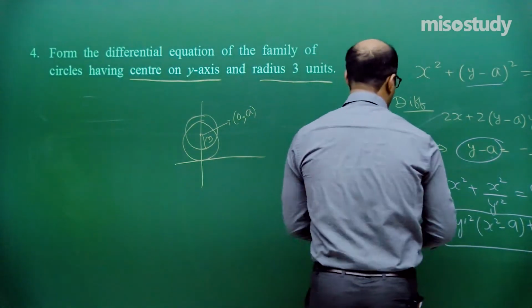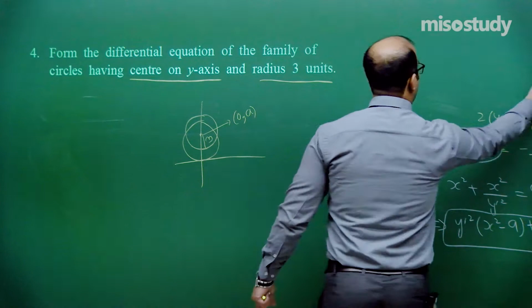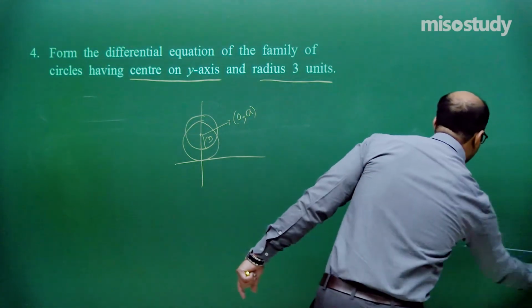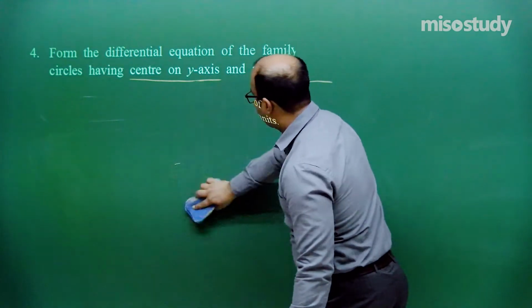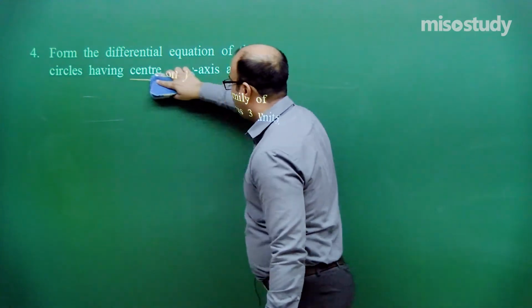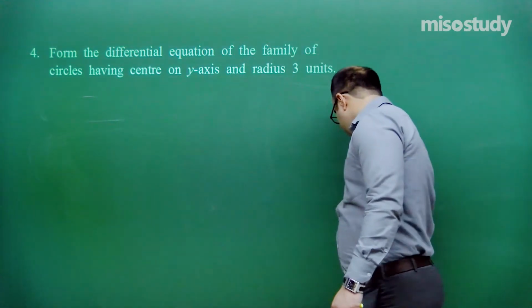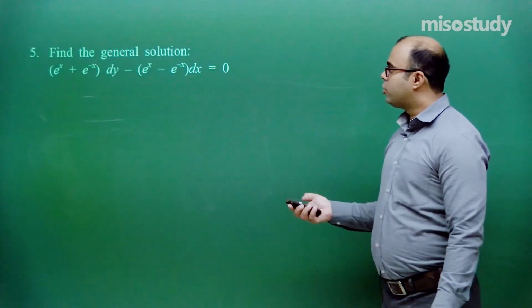Okay students, so this was a question of 2 marks. Now we will move on to the next question, which will be of 4 marks. So the next question is the 5th question.